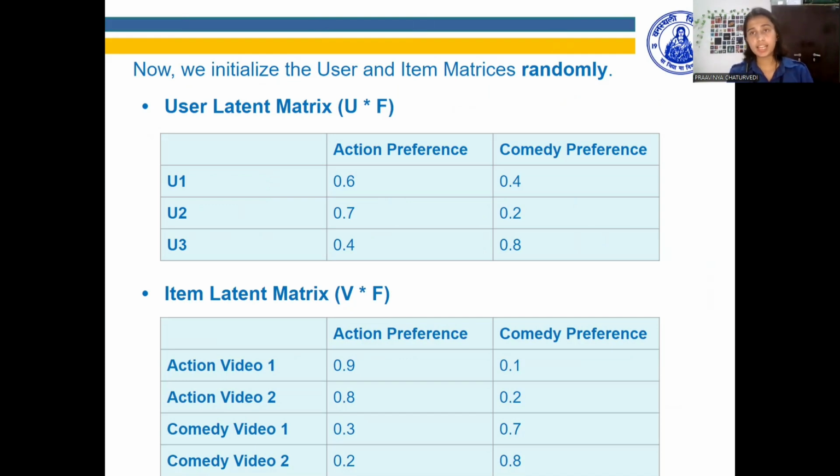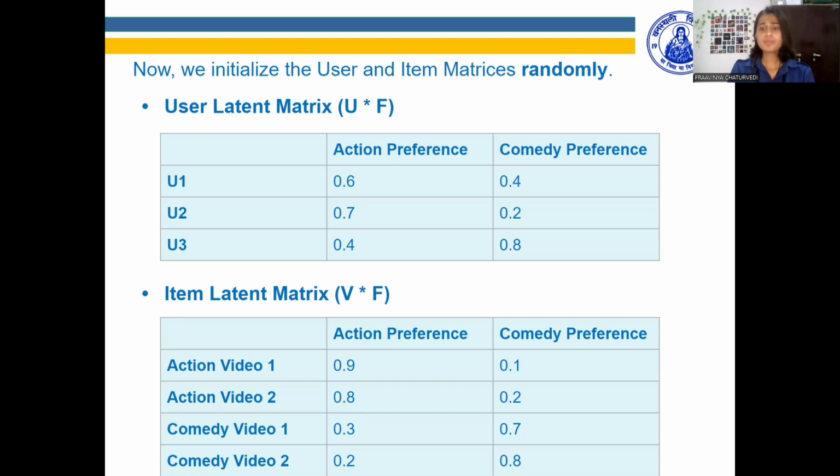As I said, the users have just started a YouTube account and have no past history. So these values are completely random. And so in the initial stages, these values might give us the correct answer or might not. So now we are going to dive in deep into it.